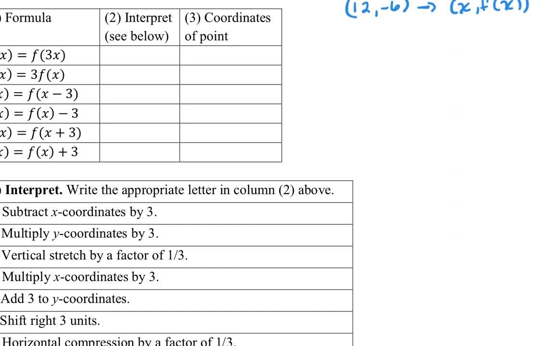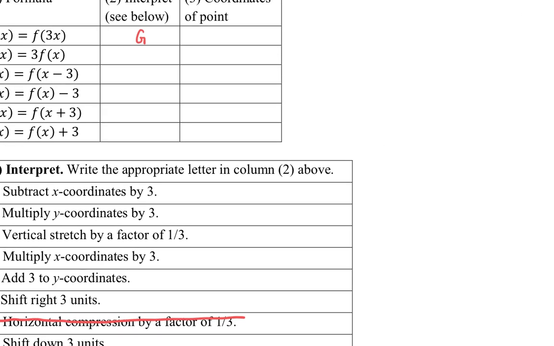So for this one, it'll be g, so I'll write that up here. And then our coordinates will be something like, so we said (12, -6), and we are taking our x by a factor of 1/3, and our f(x) is not changing. So that'll look something like this: 1/3 of our 12, which is 4, and our f(x) stays the same. So it'll be (4, -6).